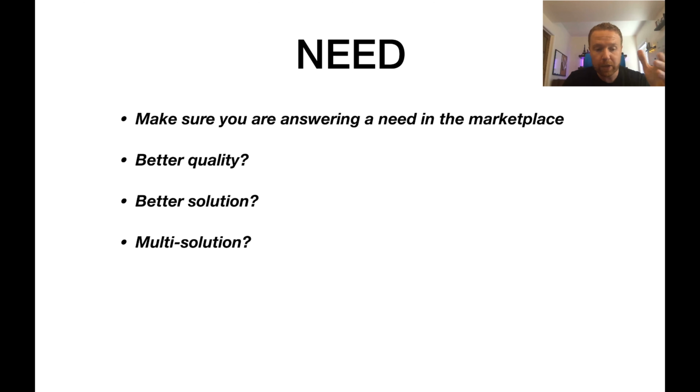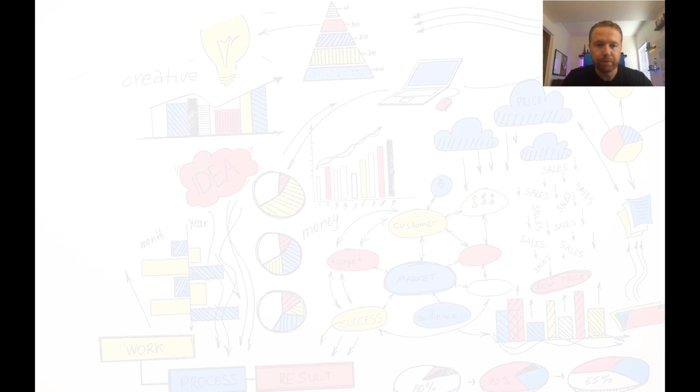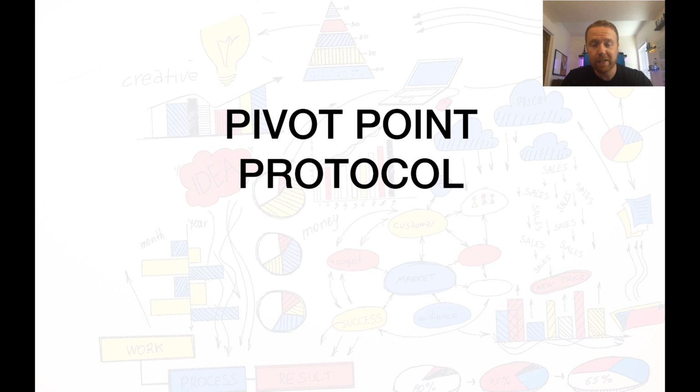All right then, need. What does that mean? Well, basically make sure you're answering a need in the marketplace. Make sure that your product or service is of better quality. Maybe it's a better solution. Maybe it solves more problems with the same type of product or service. You want to be able to show the person that needs this product why it benefits them, why it's better than the competition, and how you're going to service their needs moving forward in a much better, more valuable, and more enjoyable way. So guys, in a very, very quick sense, that is my pivot point protocol.